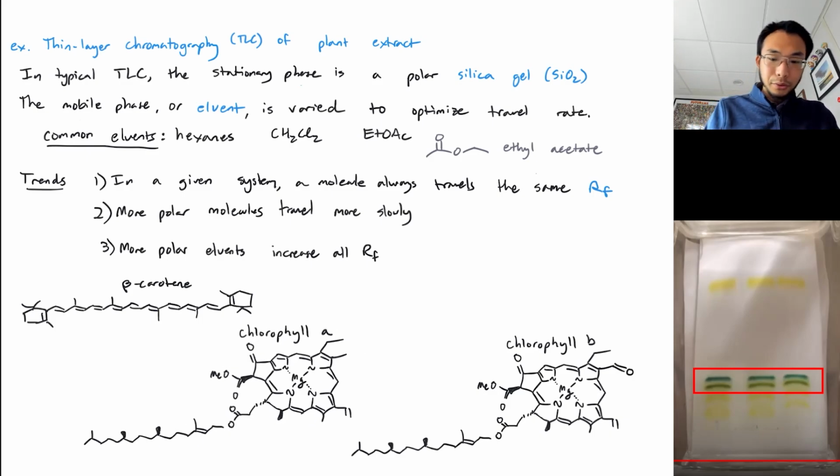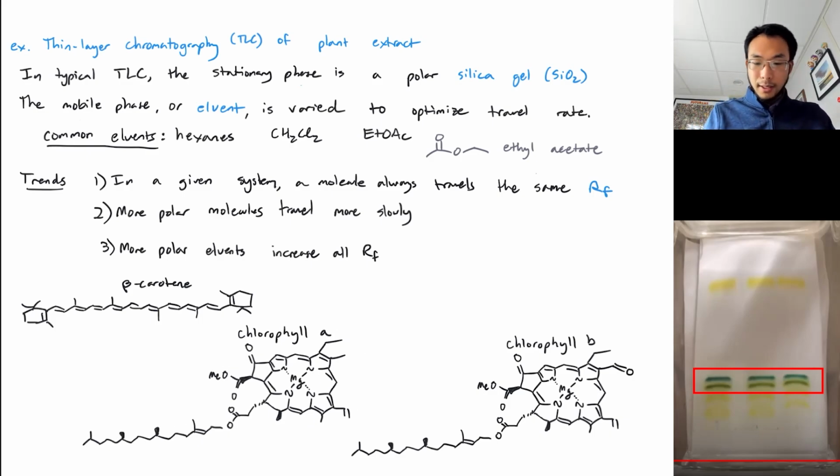If you're looking at these two structures, there's a lot to go through here, but at the end of the day, there's almost no difference. All this stuff out here is exactly the same. The only difference between these two structures is in this position right here. Chlorophyll A has a methyl group, chlorophyll B has an aldehyde.